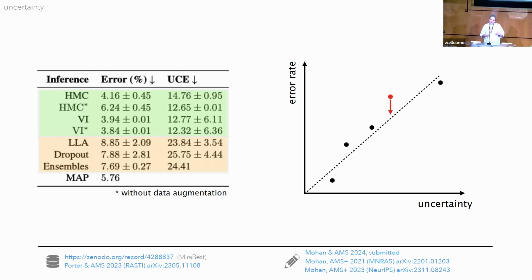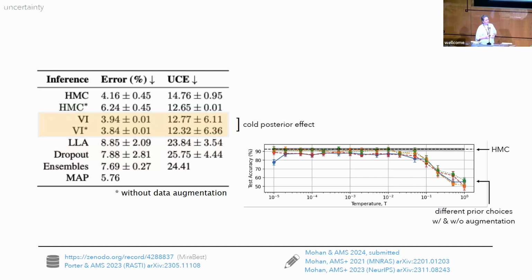So from these results, what they suggest is that VI is a reasonable way to go. It looks very similar to the HMC. It's much cheaper. However, there's always a catch. And the catch is that for our particular problem, we see what's referred to in the computer science literature as a cold posterior effect.